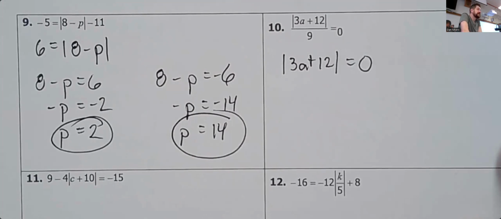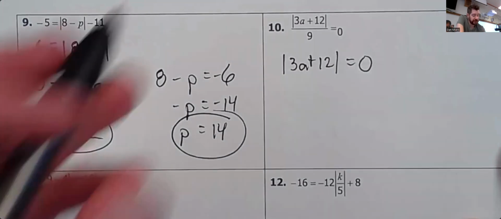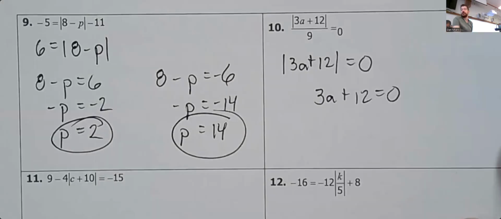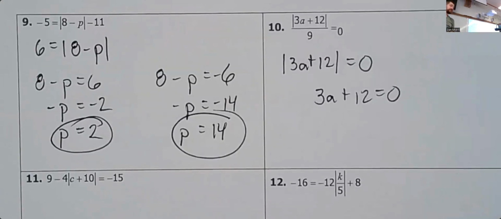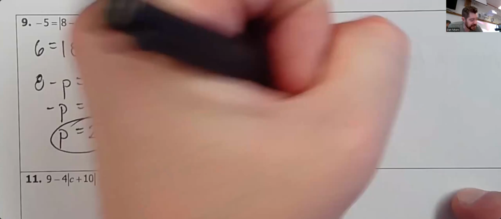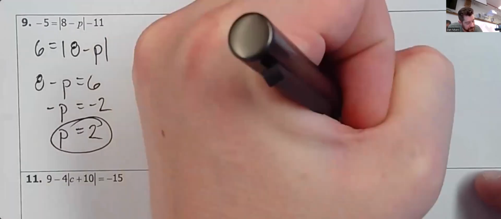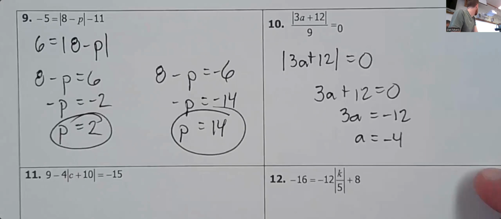Because 0 is its own opposite, we don't have to write 2 equations here. We just need to write 1. So that would be 3a plus 12 equals 0. There's only going to be one answer for that one because 0 is in the middle. So absolute value of 0 is 0. Only one solution possibility for that. So makes it kind of nice. So if we subtract 12, that would be 3a equals negative 12. Divide by 3, and a equals negative 4.